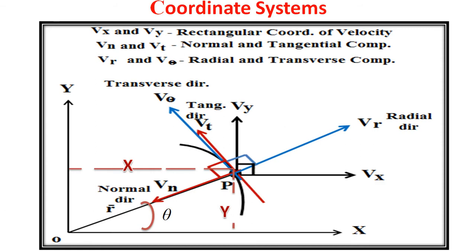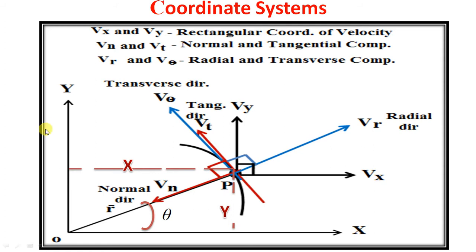In order to locate the position of a particle, we can use different coordinate systems: the xy coordinate system, the r theta system, that is polar coordinate system, and the normal and tangential coordinate system.